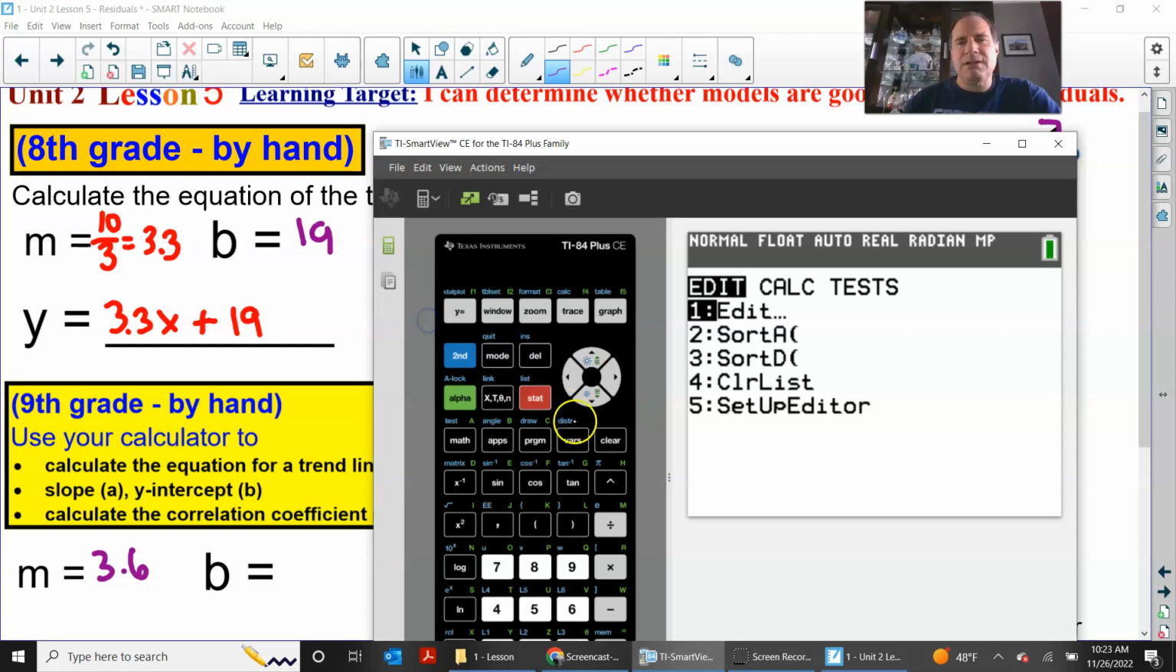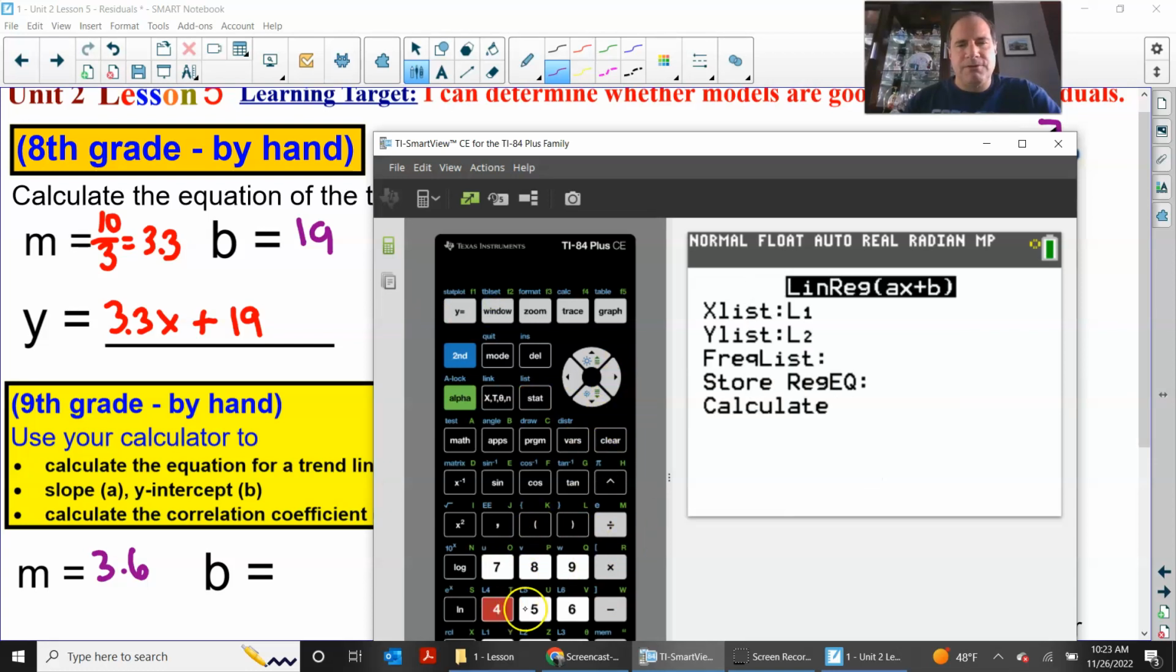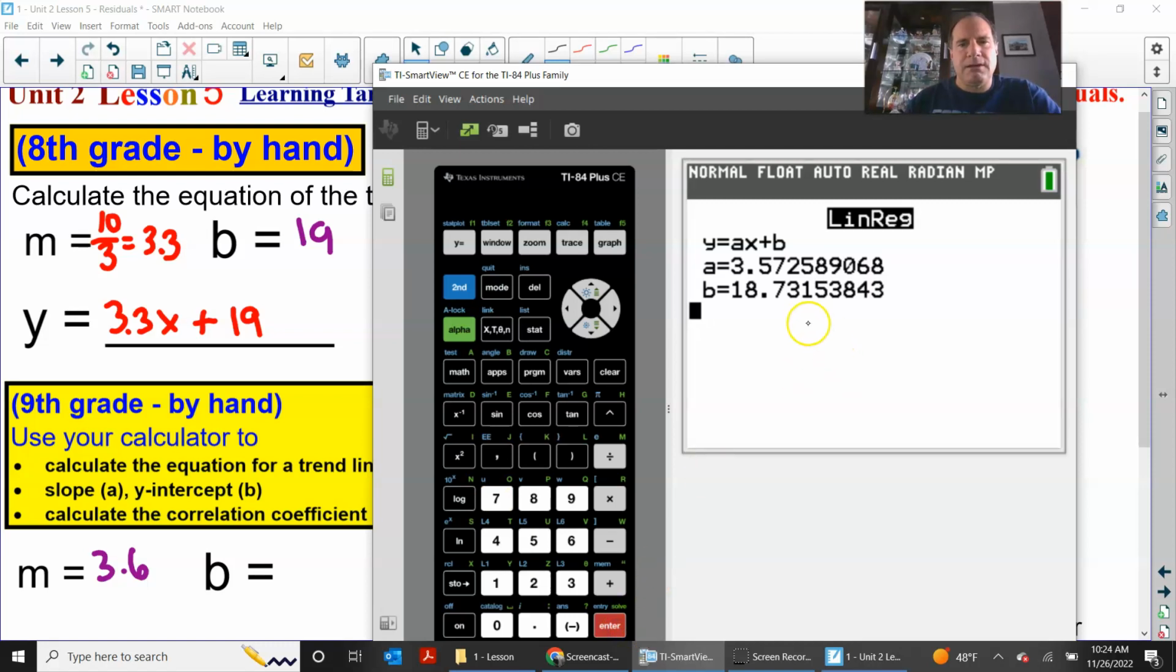And if you do that, and you want to get back to it, just press 4. The list is still in there. And then enter, enter, enter, enter, enter, enter. And then there we go. That's 18.8.